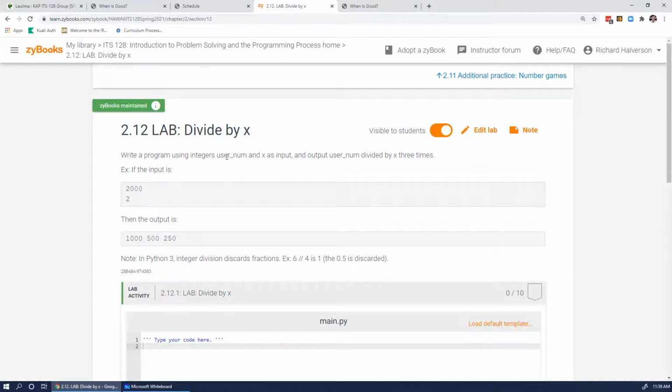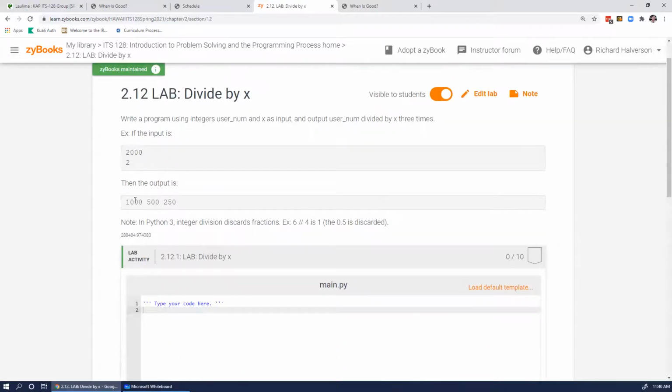Okay, so we have 3 variables. We have this variable and we have this variable, and they are both integers and they're input. And then we print out this variable, which is divided by this variable 3 times. Okay, right. All right. Oh, and we output each time. Oh, clever.